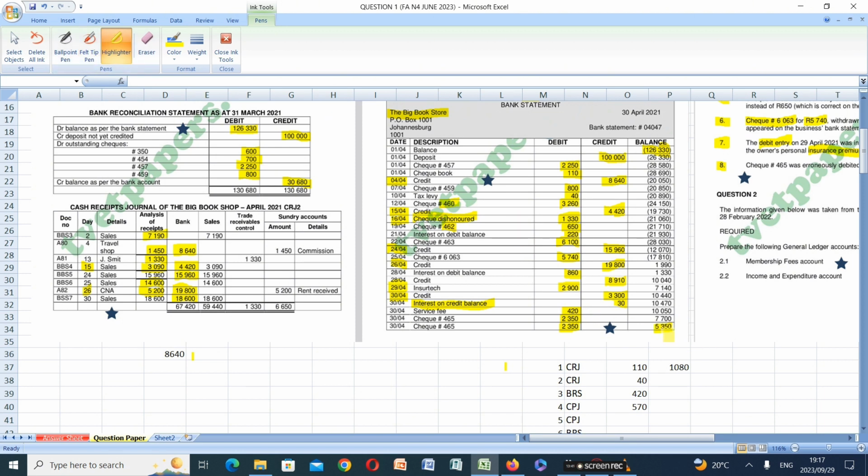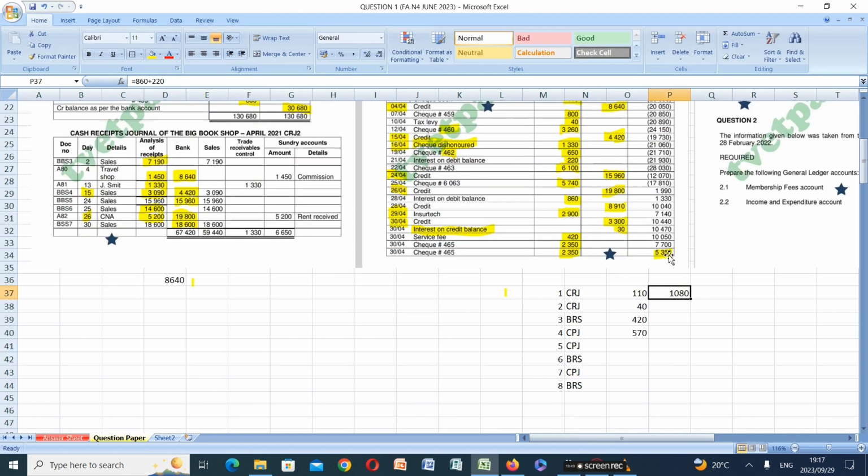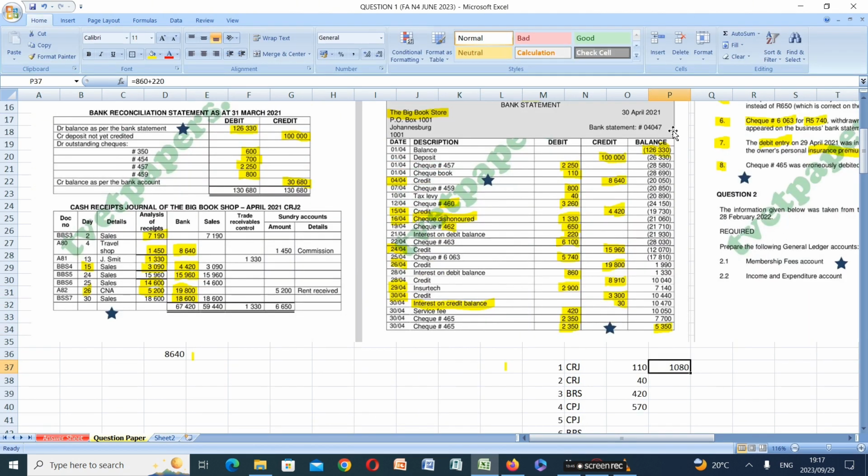So what's happening to this amount? This amount is a positive amount. So since it's a positive amount, it's favorable. Yes, it's a favorable amount. So if it's favorable, we write it on the positive side of the bank reconciliation statement.